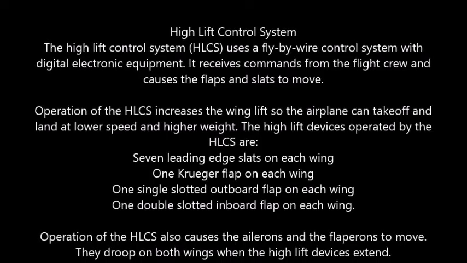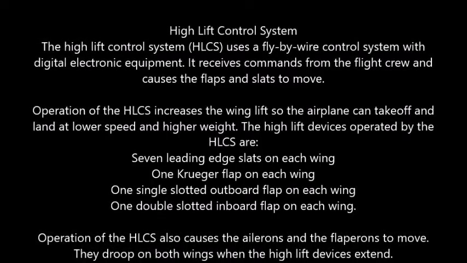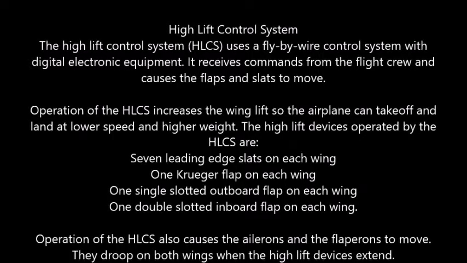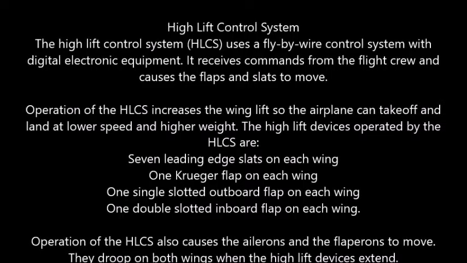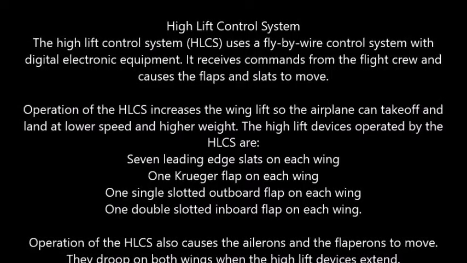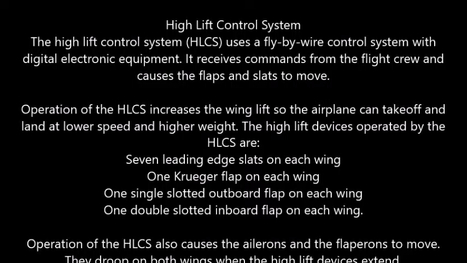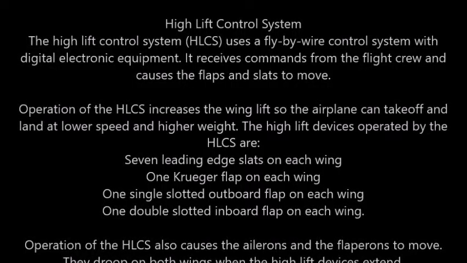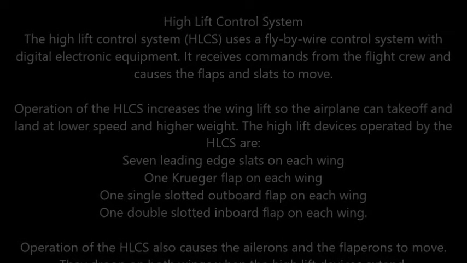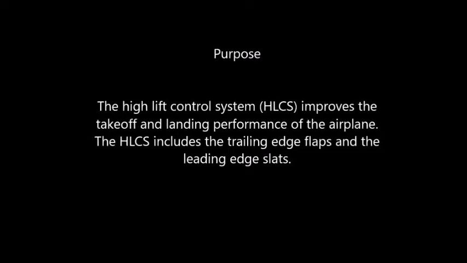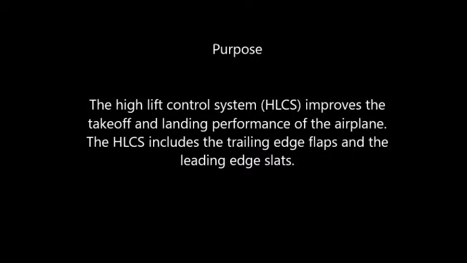The high lift devices operated by the high lift control system are 7 leading edge slats on each wing, 1 Kruger flap on each wing, 1 single slotted outboard flap on each wing, and 1 double slotted inboard flap on each wing. Operation of the high lift control system also causes the ailerons and the flaperons to move. They drop on both wings when the high lift devices extend. The purpose of the high lift control system is to improve the takeoff and landing performance of the airplane. The high lift control system includes the trailing edge flaps and leading edge slats.